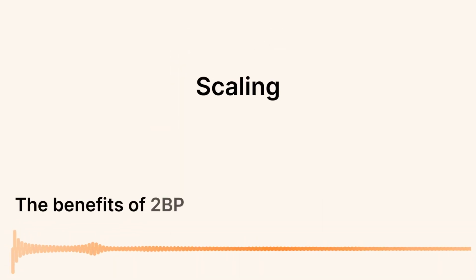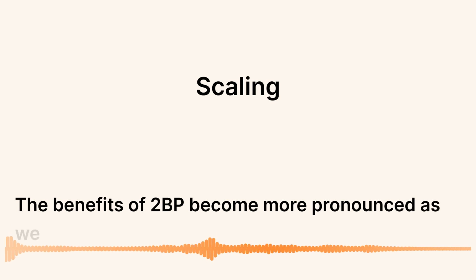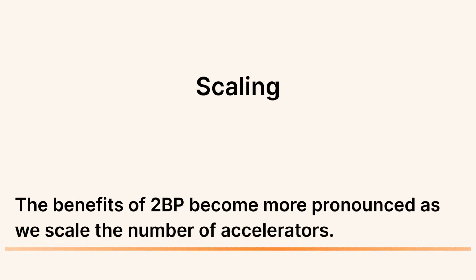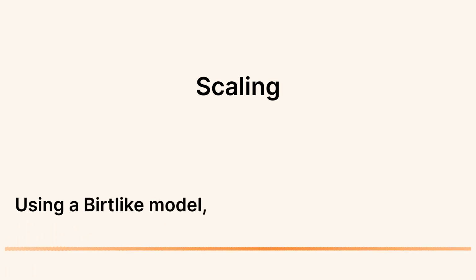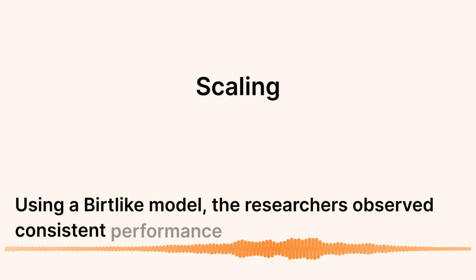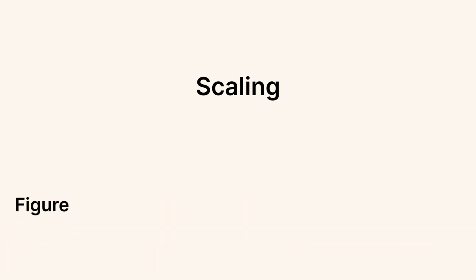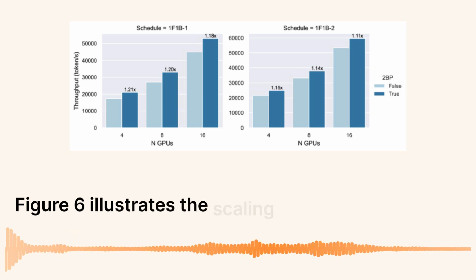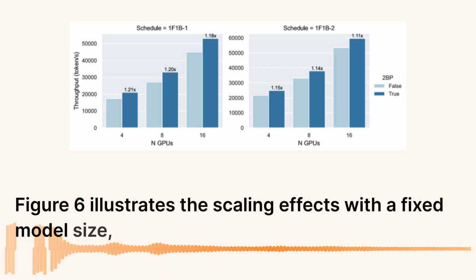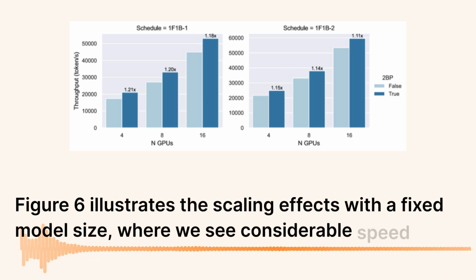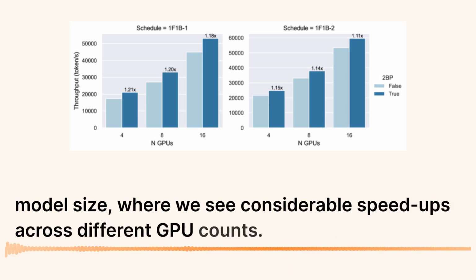The benefits of 2BP become more pronounced as we scale the number of accelerators. Using a BERT-like model, the researchers observed consistent performance gains even as the number of GPUs increased. Figure 6 illustrates the scaling effects with a fixed model size, where we see considerable speed-ups across different GPU counts.